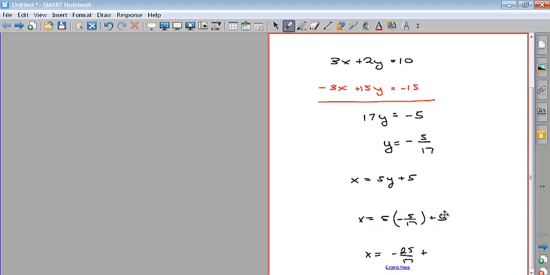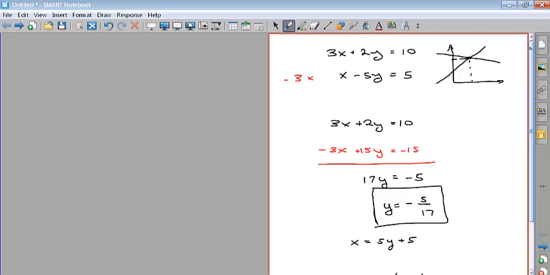And I convert this to 17ths. So 5 times 17 would be 85. So 5 is the same as 85/17. You add the two numerators together, you get 60/17. So that would be my x solution, which would be the x coordinate of the point of intersection. This would be my y solution, or my y value, of this intersection.